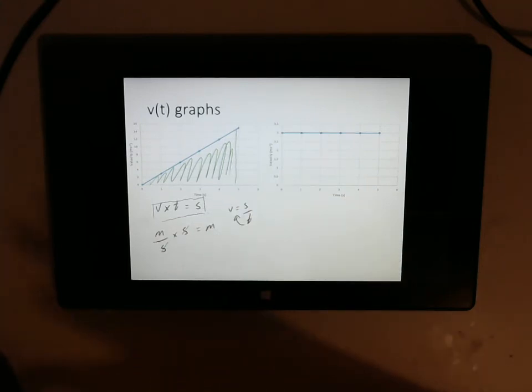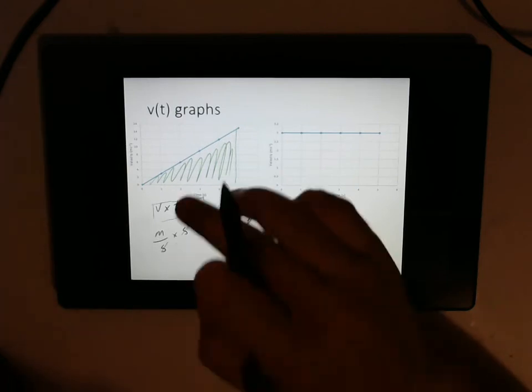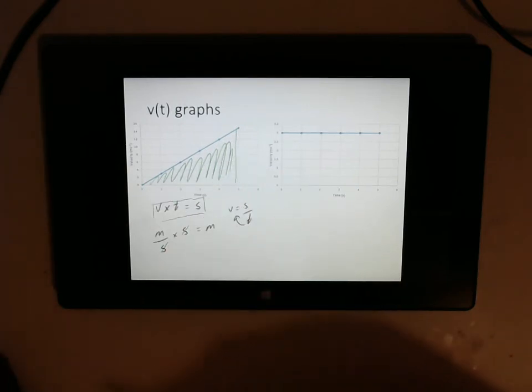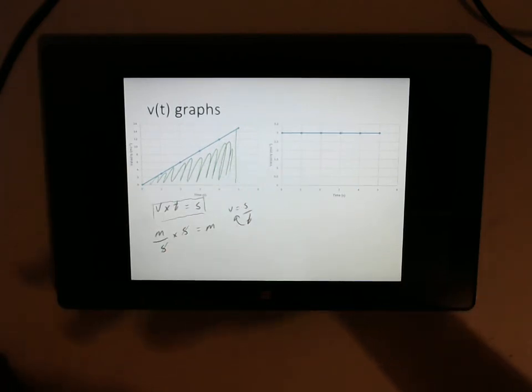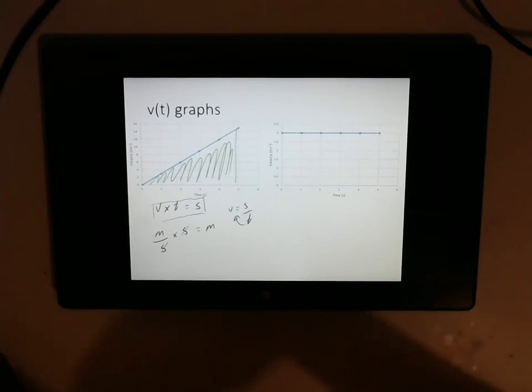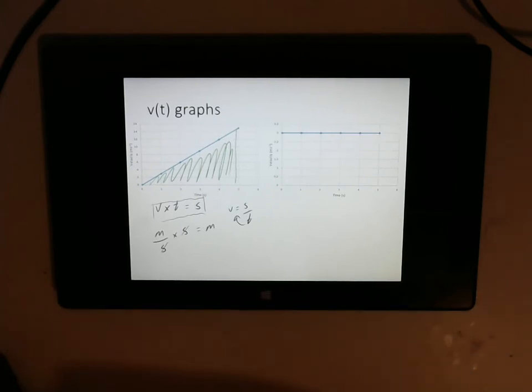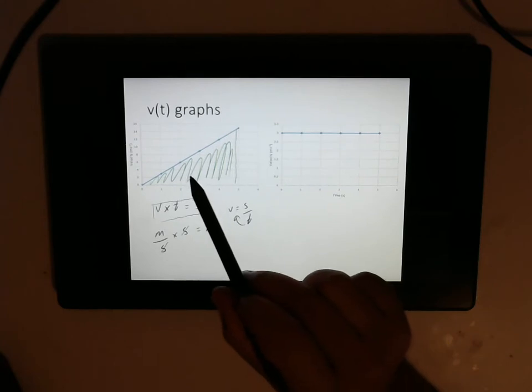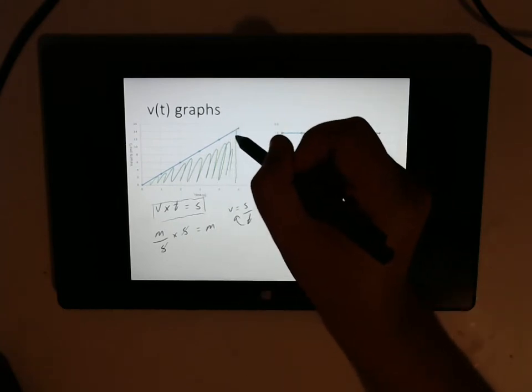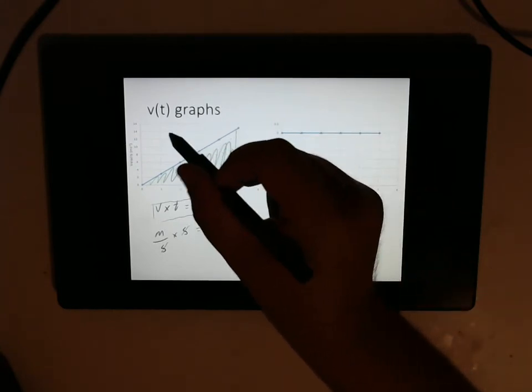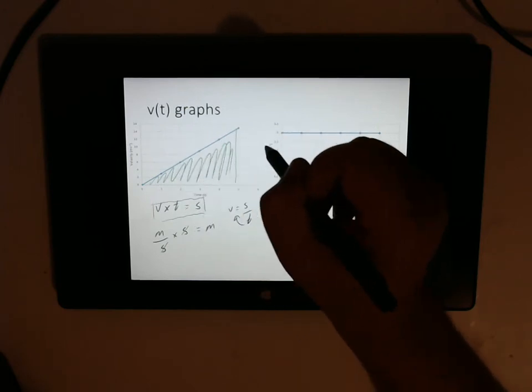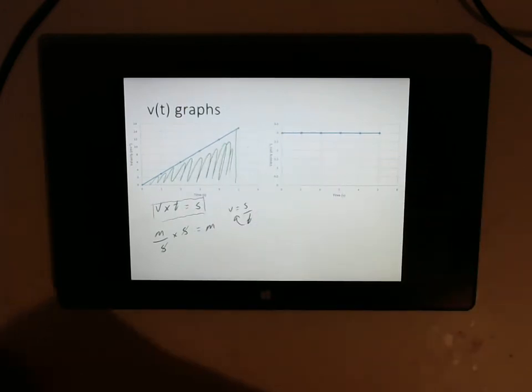So this skill to analyze a graph and ask, does working out the area give me anything important, is actually a really good skill to have. Now, I can't just say, here it's 5, here it's 15, so 5 times 15, bang, that's going to be 75. It won't work like that. We have to consider the shape of the area.